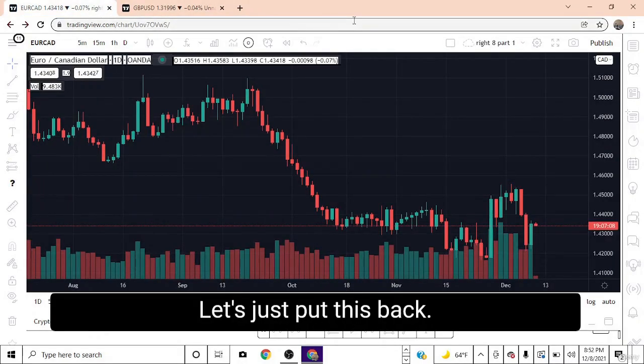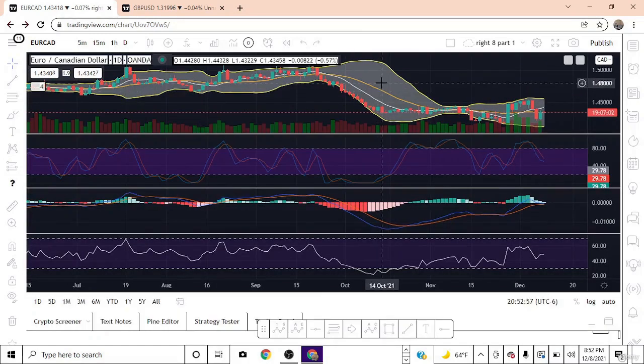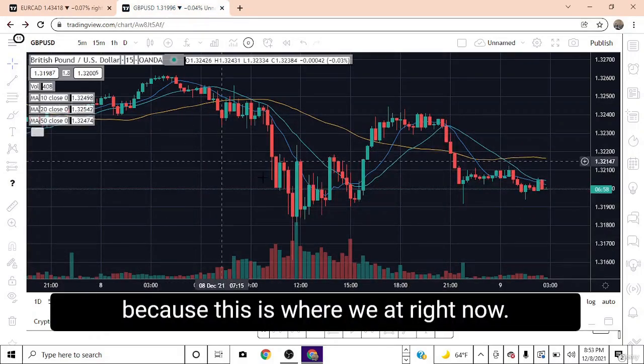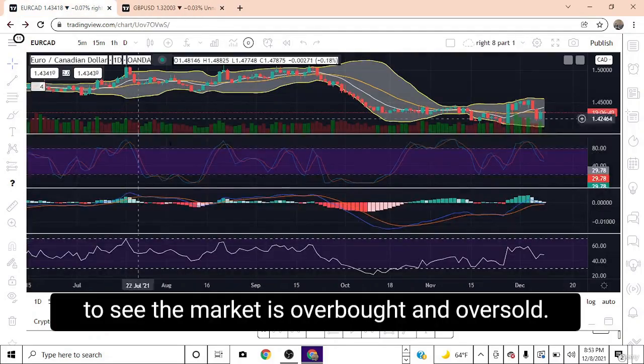Let's do this right quick. Let's just put this back. I'm gonna put it back, right? And I'm gonna open up this chart because this is where we at, right? Now what you see right here is the ability to see the market is overbought and oversold.